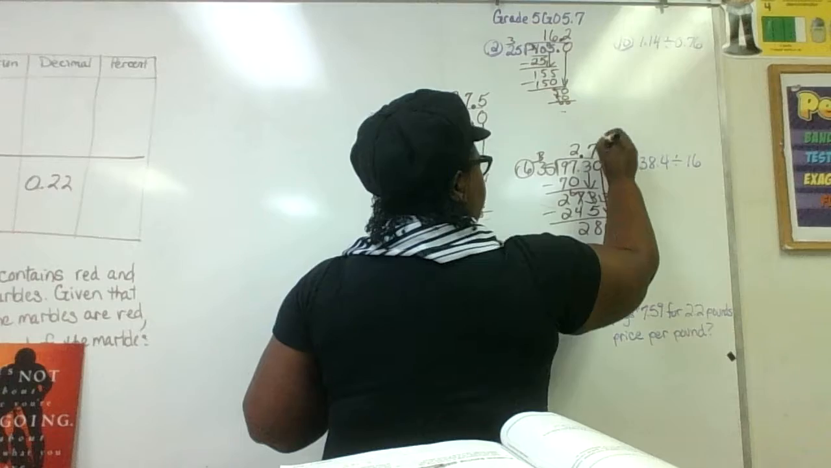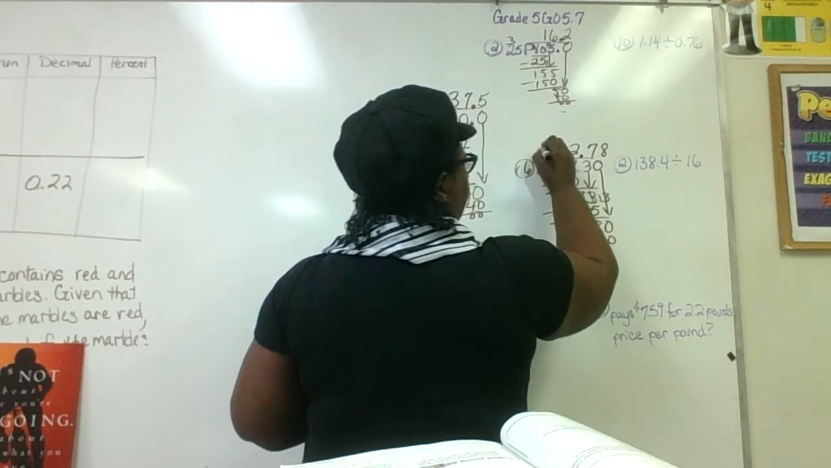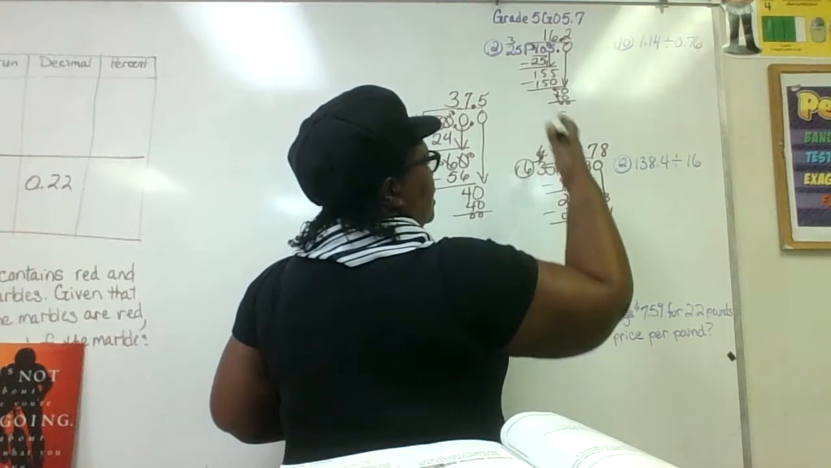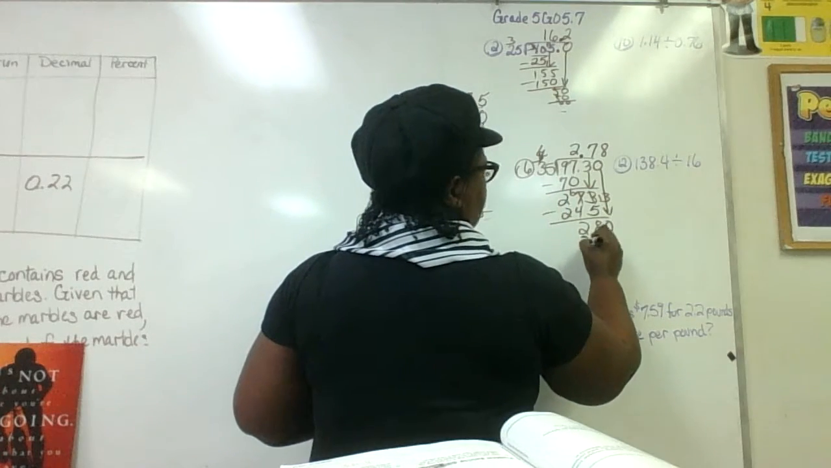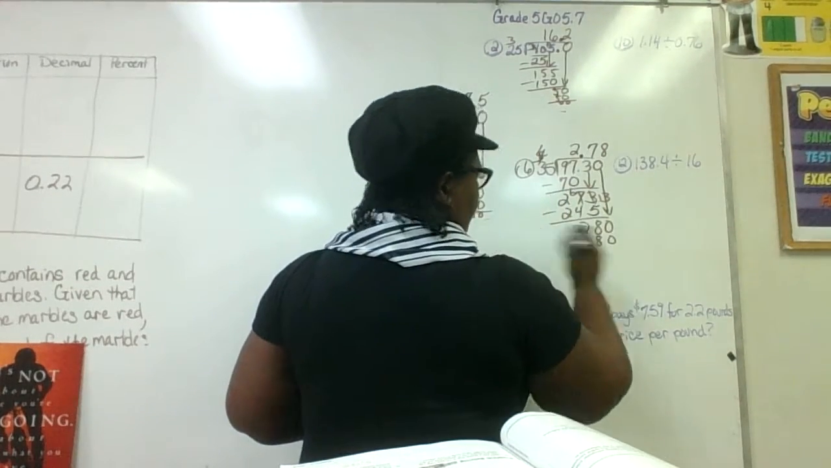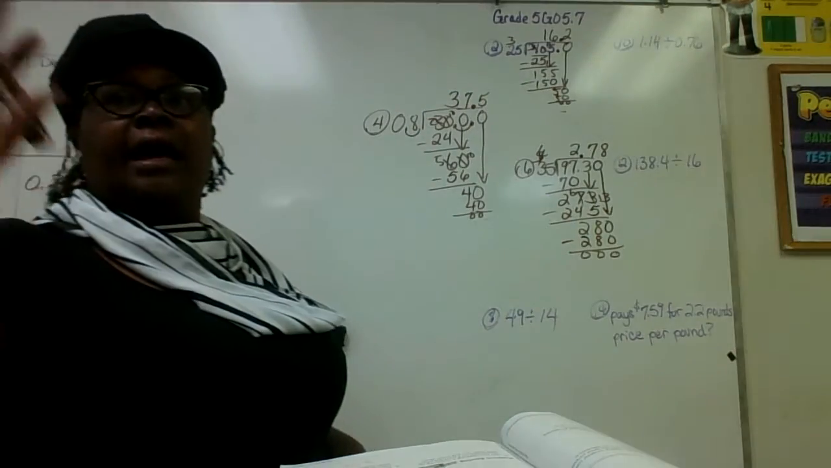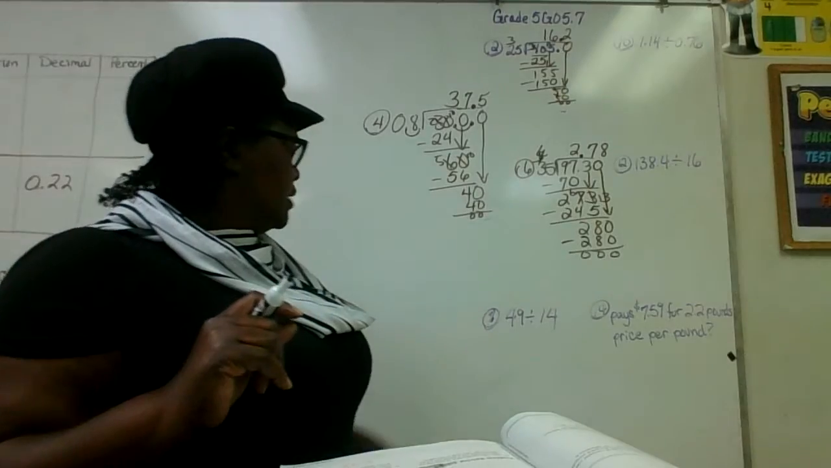The answer is 8. 8 times 5 is 40. 8 times 3 is 24, plus 4 gives us a 28. And therefore, when we subtract, the problem is over and there's nothing to bring down. Let's look at number 8.